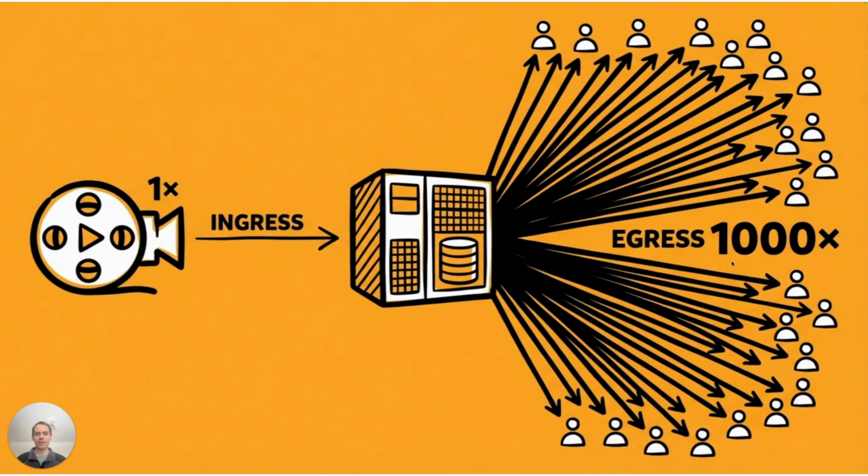Every time someone downloads something from your storage, data moves outward. That outward movement is egress. Upload is ingress. Download is egress. Simple as that.